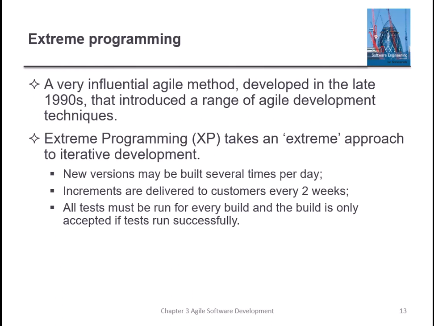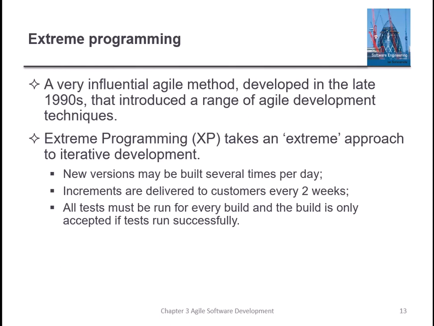Extreme programming takes an extreme approach to iterative development. New versions may be built several times per day. So that is the basic concept of agile, that new versions may be built a few times per day. Increments are delivered to the customer every 2 weeks. This means the minimum duration should be around 10 days, 12 days, and the maximum duration should be nearly 2 weeks or 14-15 days.